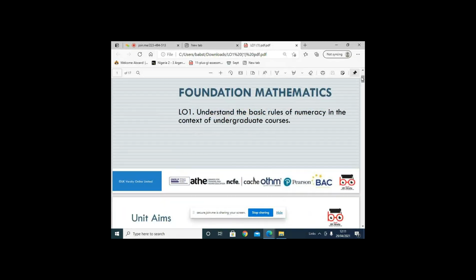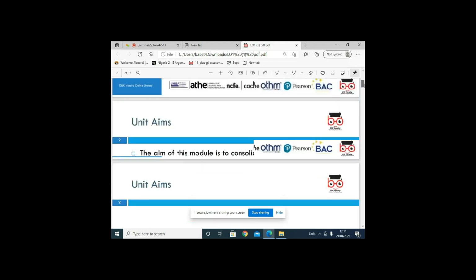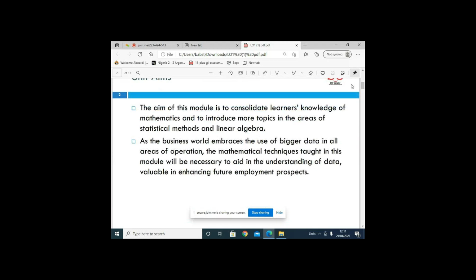So learning outcome one is just to understand the basic rules of numeracy in an undergraduate course. So it's just to understand the basic rules of mathematics. The aim of this module is to consolidate learners' knowledge of mathematics and to introduce more topics in the area of statistics and linear algebra.